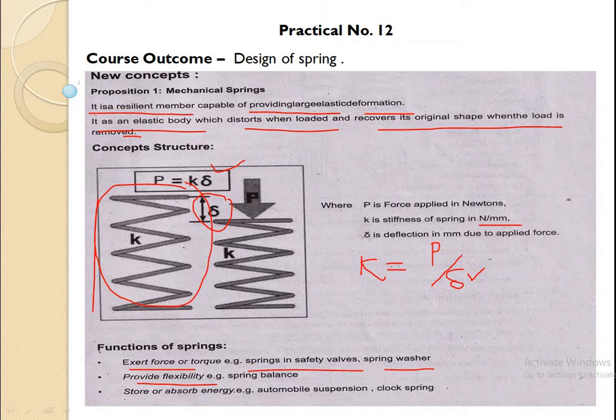And most important part, it stores and absorbs the energy. Now this property of the spring is used in mechanical engineering, that springs absorb the energy or store the energy. When we apply a force of P Newton on the springs, it stores that energy due to that force. So this property is used in most of the applications, say automobile suspension and clock springs.